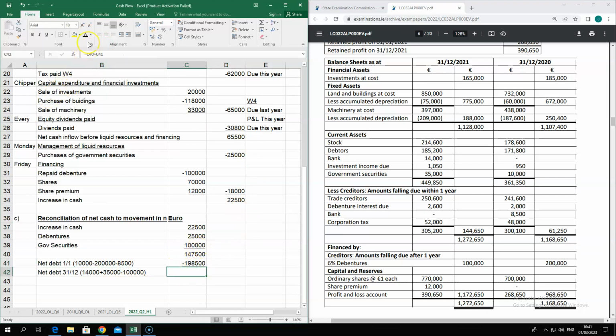Take both of those away from each other, and your net debt at the end of the year should be 51,000. So you have a debt of 51,000. So you can check that. So you have assets of 14,000. You don't have a bank overdraft, so you're still on 14. You take away your debentures of 100, and also you have government securities. So 14 plus 35 is 49 minus the 100. So 49 minus 100 is minus 51, and you know you're correct. Okay, hope that was helpful.